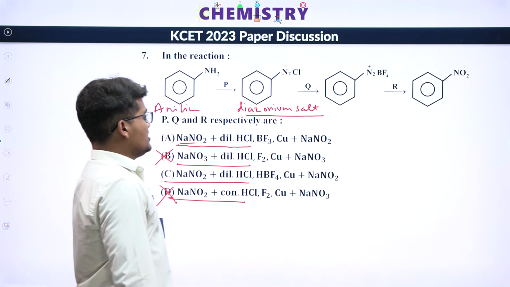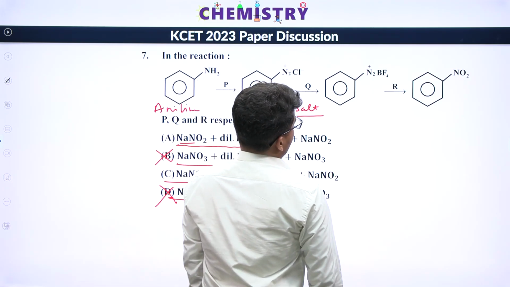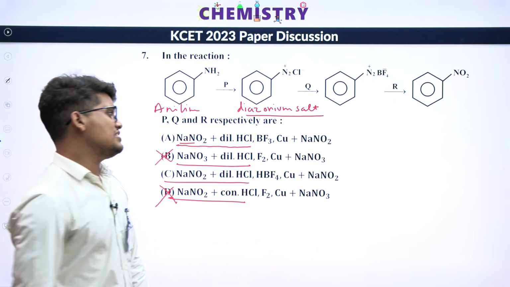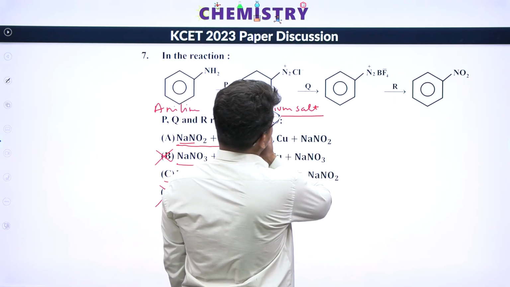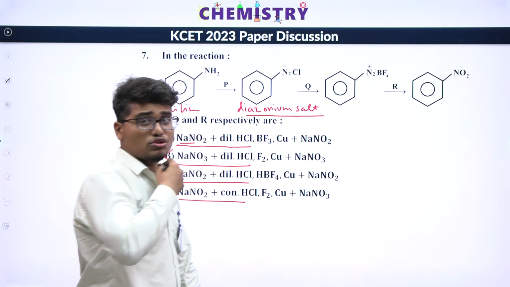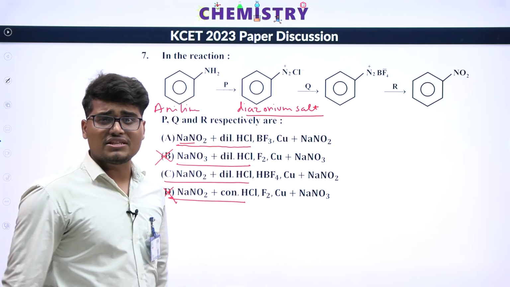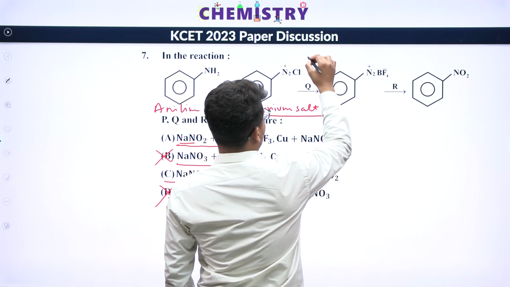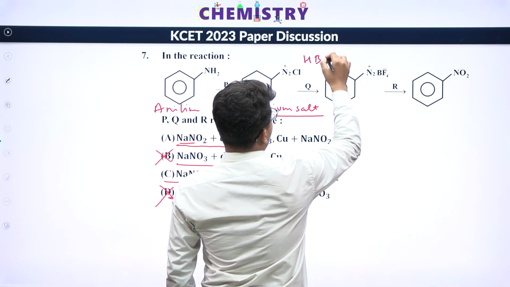Correct. Now you can see that in the second step, what they are saying is there is a formation of N2+ BF4−. Correct. It is a famous reaction. Again we can say it is a type of Sandmeyer's and Gattermann reaction. I think you have gone through it. We have a series of reactions given in the NCERT. So you can see this will convert into N2+ BF4− on reaction with HBF4.